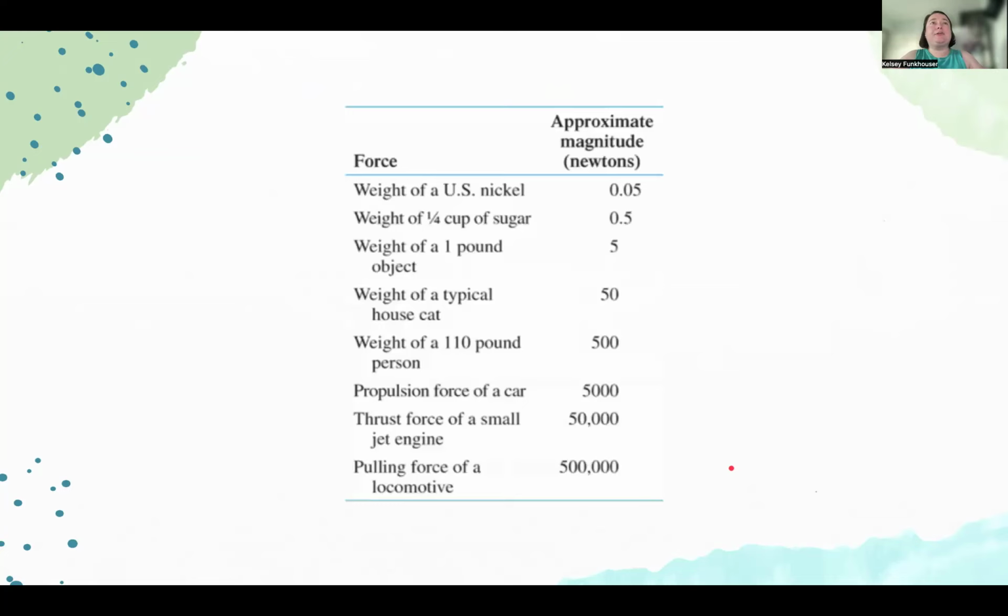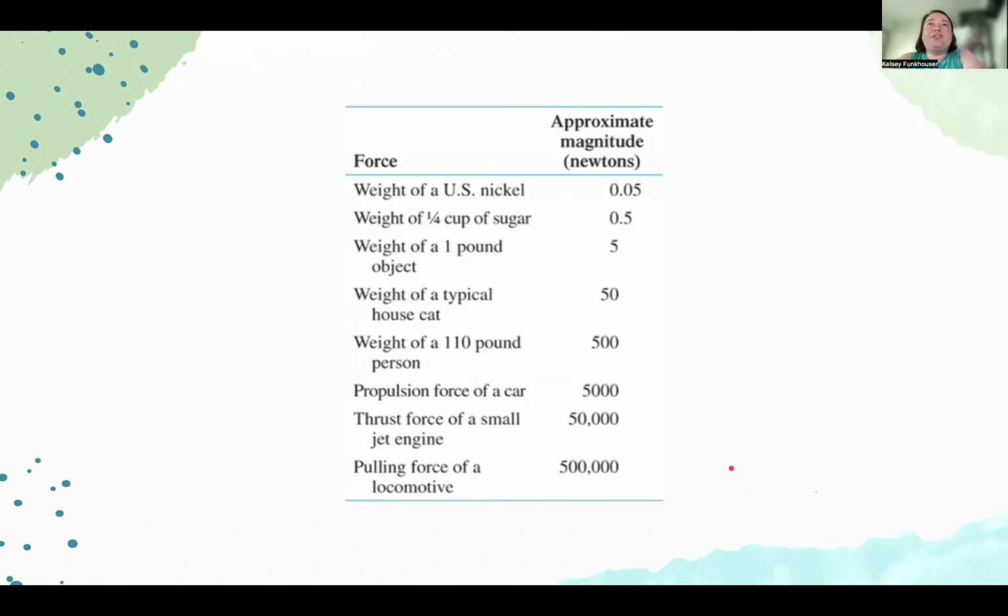Oh, I'm sorry, this is blurry too. This is just to help you get a picture of newtons. Here are some approximate magnitudes of things in newtons. So the US nickel is about 0.05 newtons.